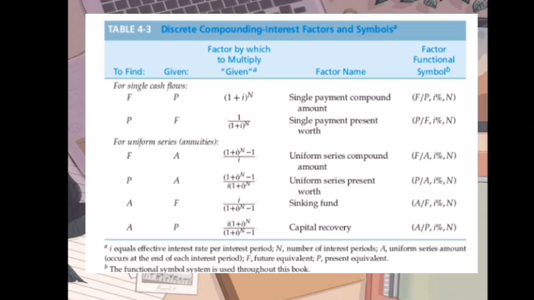i is equal to the effective interest rate per interest period, and n is the number of interest periods. A is a uniform series amount that occurs at the end of each interest period. F is a future equivalent and P is the present equivalent.